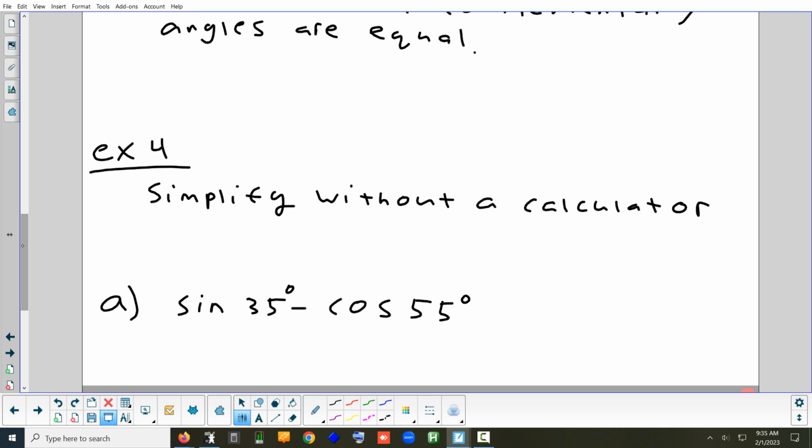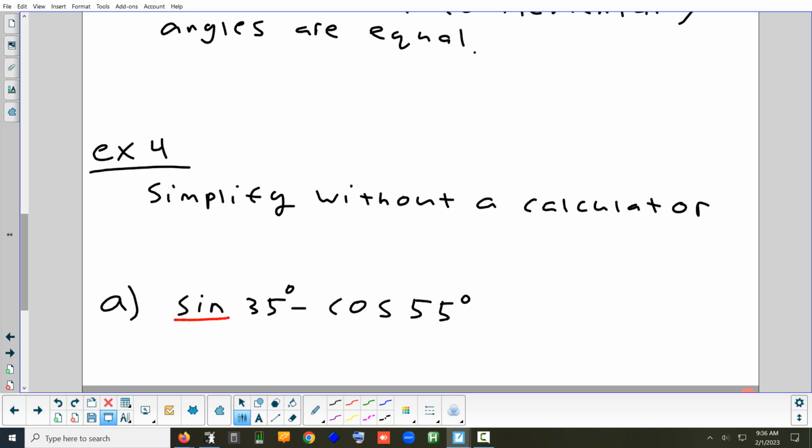All right. Now, this example is set up in a very specific way. You cannot change anything in that example or it won't work. We've got the sine of 35 minus the cosine of 55. 35 and 55 are not nice angles. I have no idea what the sine of 35 is, nor do I know what the cosine of 55 is. But I don't need to know either one of those to do this problem. All I have to do is notice a pattern.